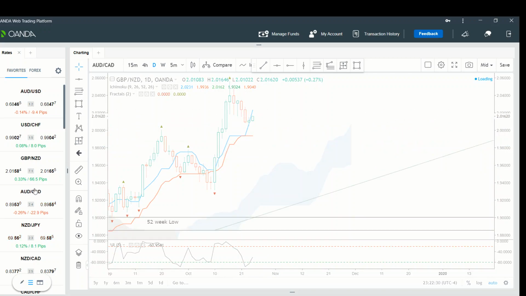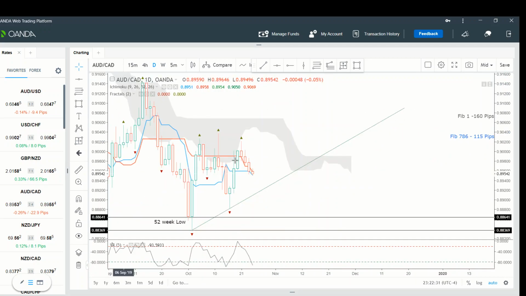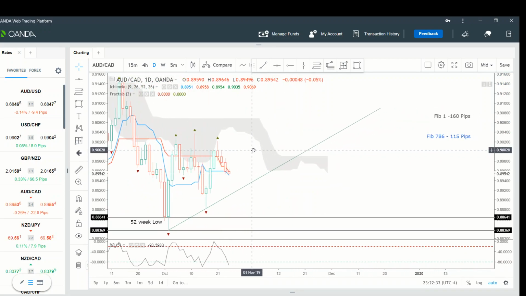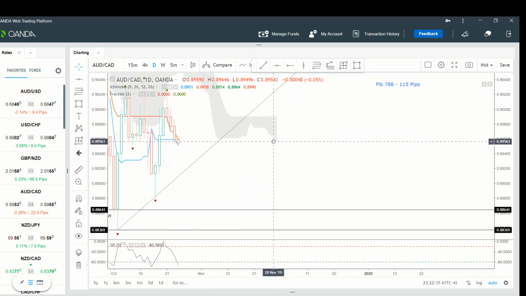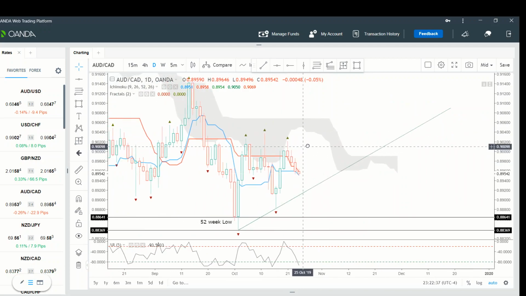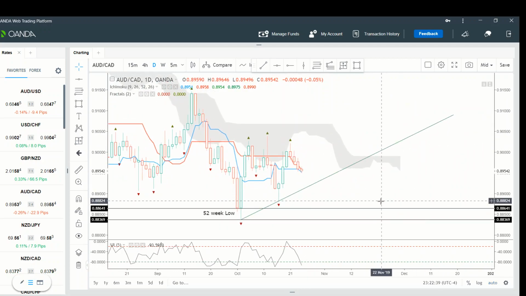I'm not sure. But also, was this a trade I was looking at? I think this is another trade I was looking at. Aussie CAD. You'll see I have this trending support level marked. We're also coming off a 52-week low. Honestly, I don't really like this pair.